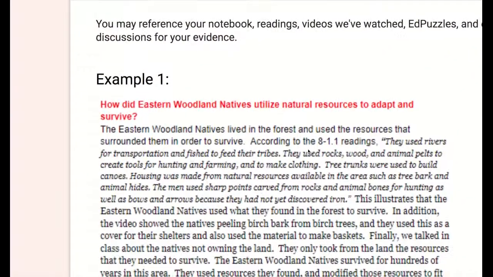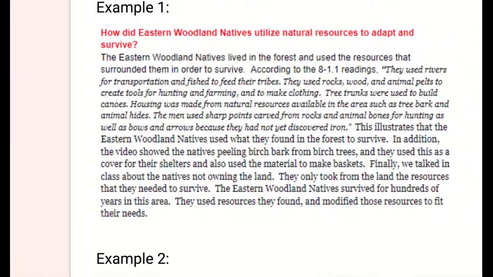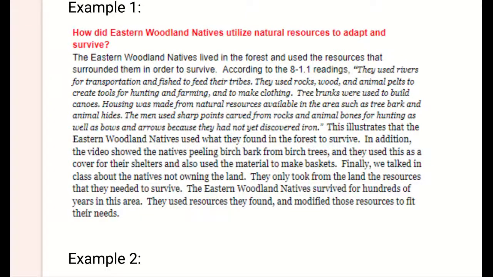So let's take a look at example 1. Notice first and foremost that this is not a long response. I'm not asking for a long-winded response. How did the Eastern Woodland natives utilize natural resources to adapt and survive? The Eastern Woodland natives lived in the forest and used the resources that surrounded them in order to survive. According to the 811 readings, they used rivers for transportation and fish to feed their tribes.